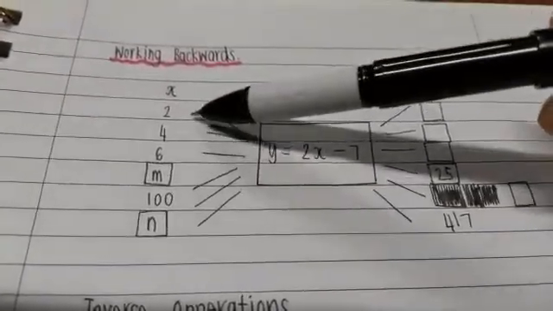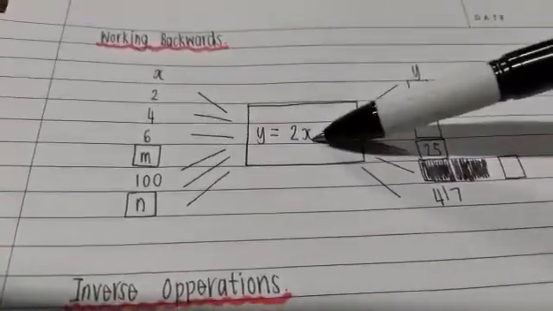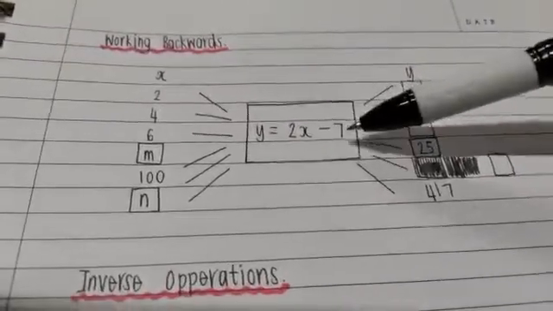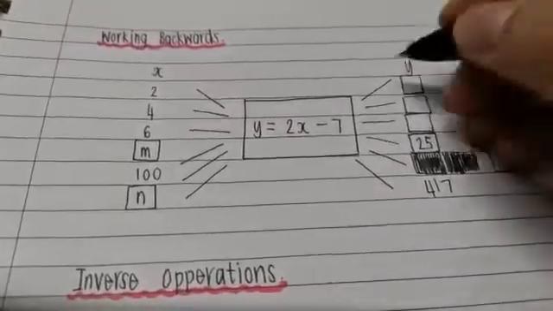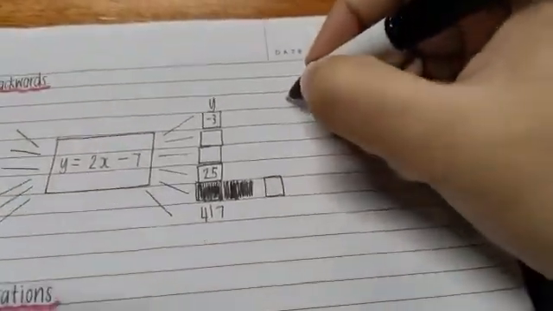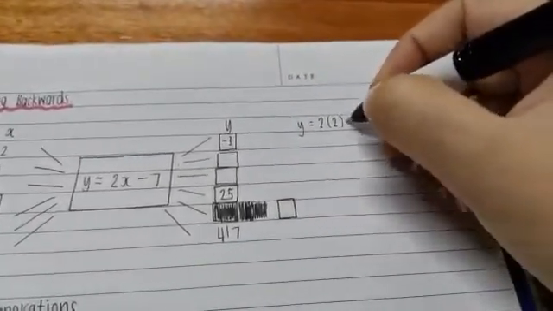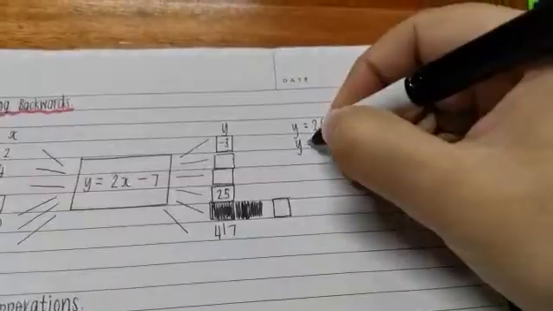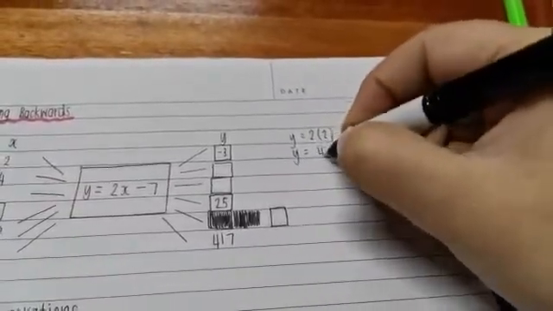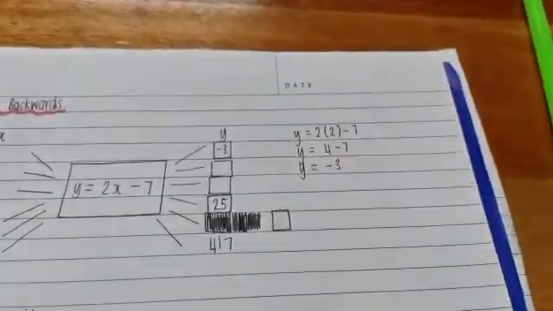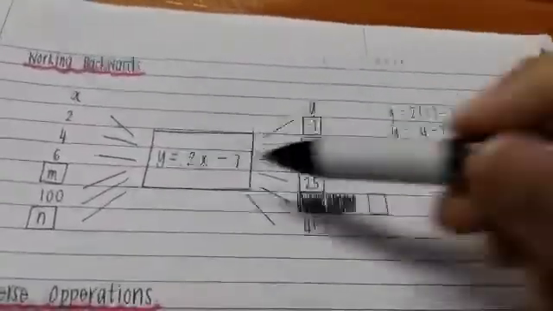Like for example, this 2, it's an input number, it goes into the place of x. So 2 multiplied by 2x, 2 multiplied by 2 minus 7 is going to be 4 minus 7, negative 3. Let me actually write that down. So for this one, it's going to be y is equal to 2 multiplied by 2 minus 7. So y is equal to 2 multiplied by 2 is 4 minus 7. Y is equal to negative 3. Okay, the next one we do the exact same thing.